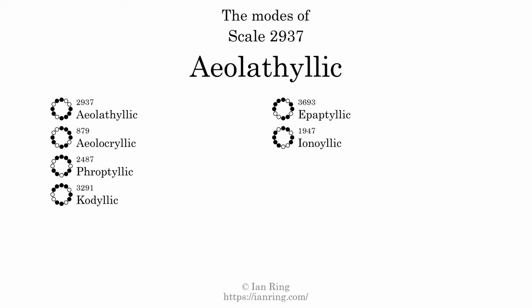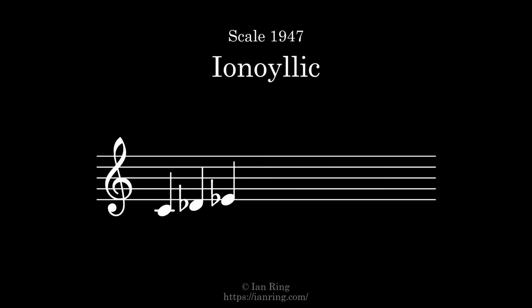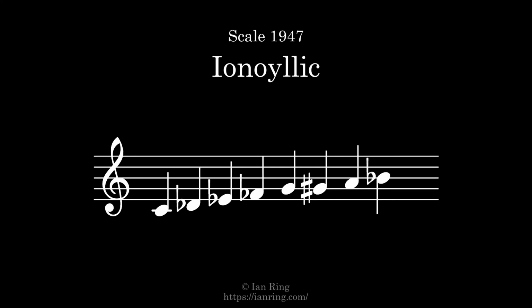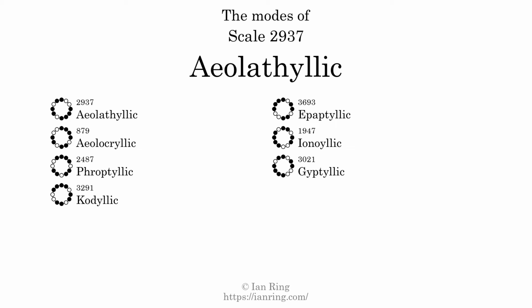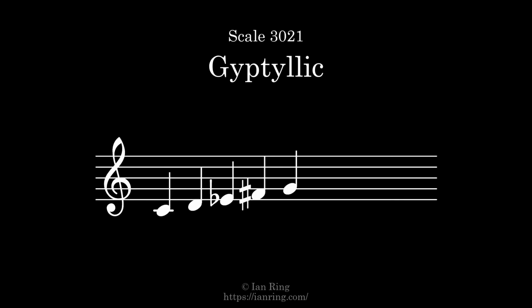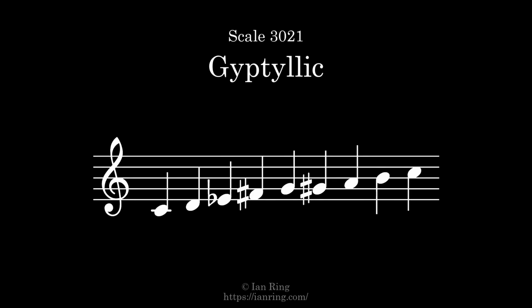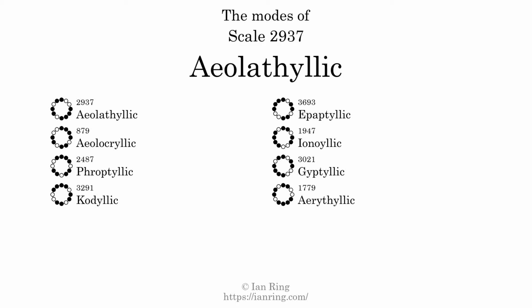The sixth mode is scale 1947, also known as Aeolathyllic. It sounds like this. The seventh mode is scale 3021, also known as octatonic. It sounds like this. The eighth and last mode is scale 1779, also known as Aeolathyllic. It sounds like this.